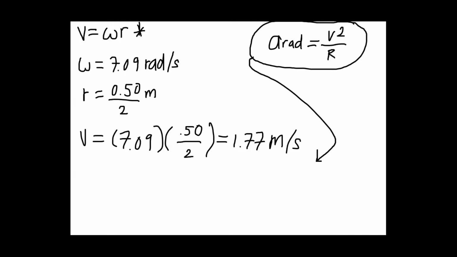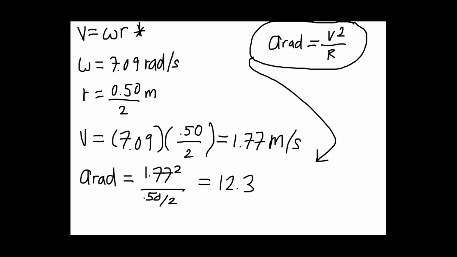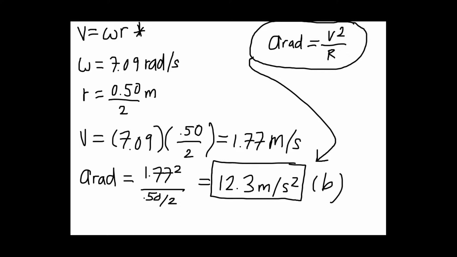Now we can just throw that into the other formula and get our answer. So we have a radial equals 1.77 squared over, again, the radius, which is 0.250. And the answer we get then is about 12.3 meters per second squared. So at the end of the day, using our given quantities, we found radial acceleration in terms of radians per second. We also found the radial acceleration in terms of meters per second. So we found it in terms of angular motion and in terms of linear motion as well.